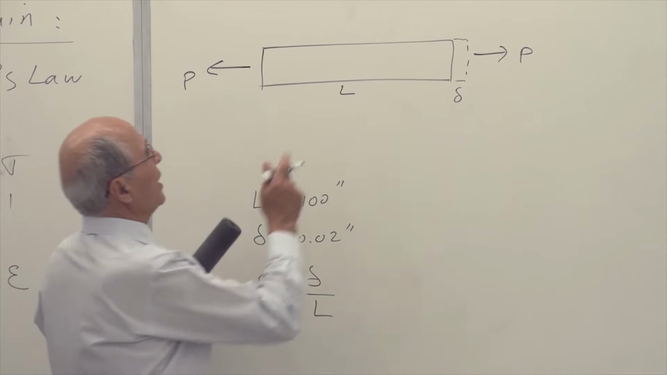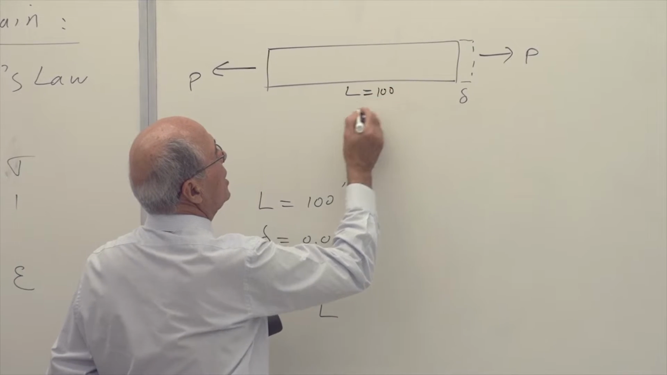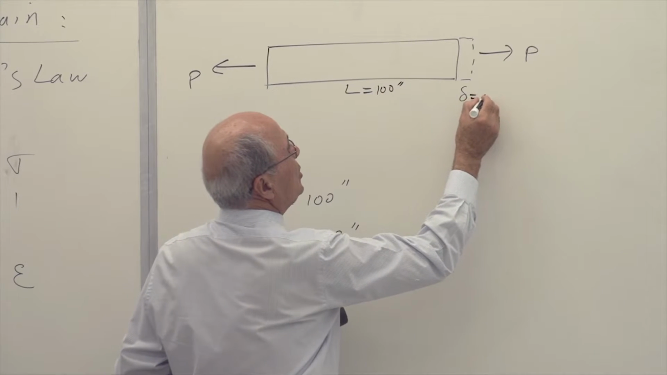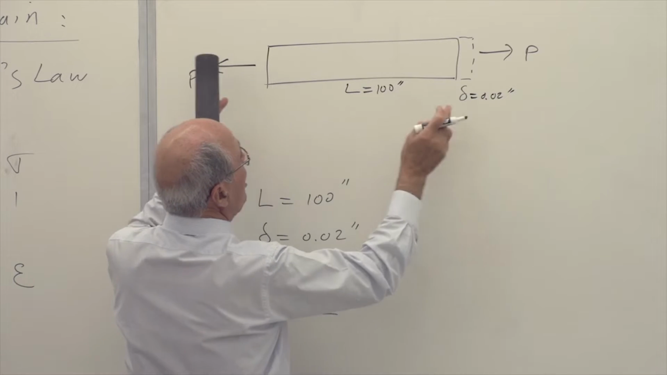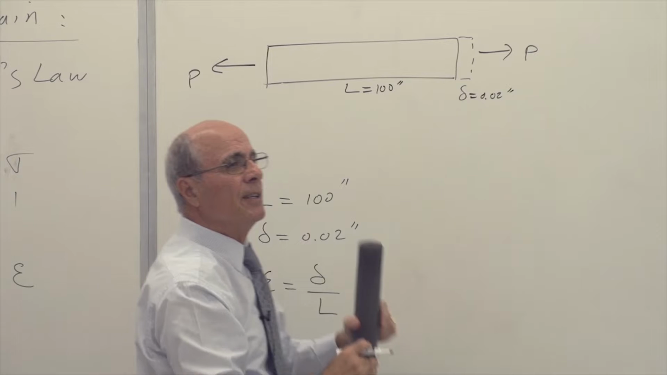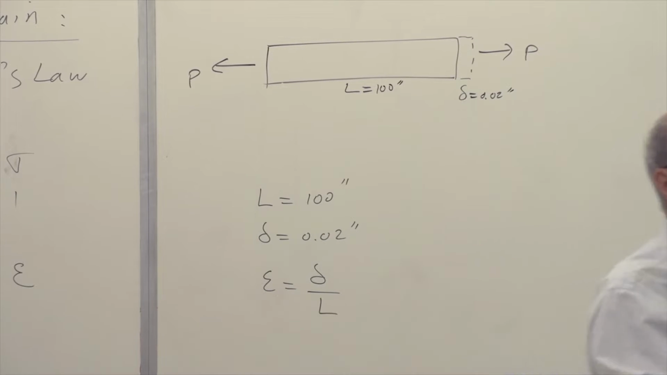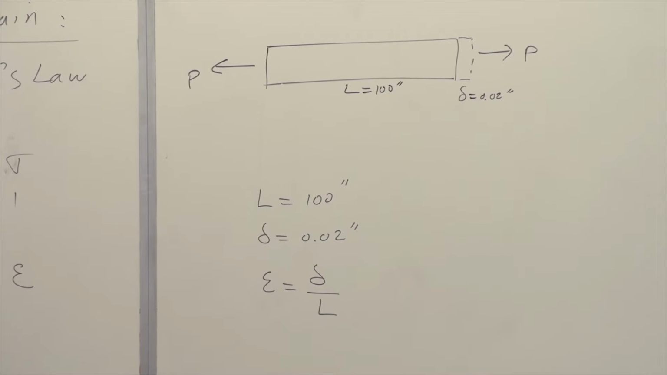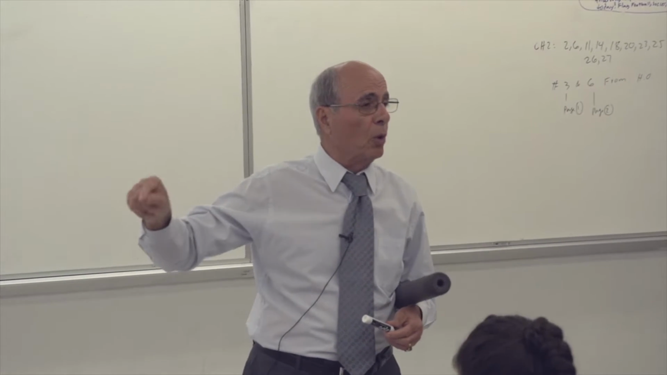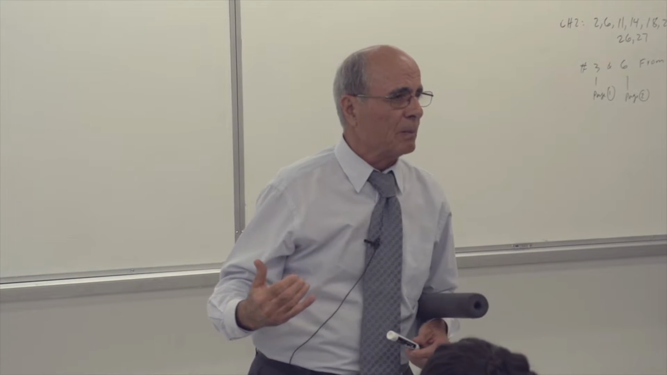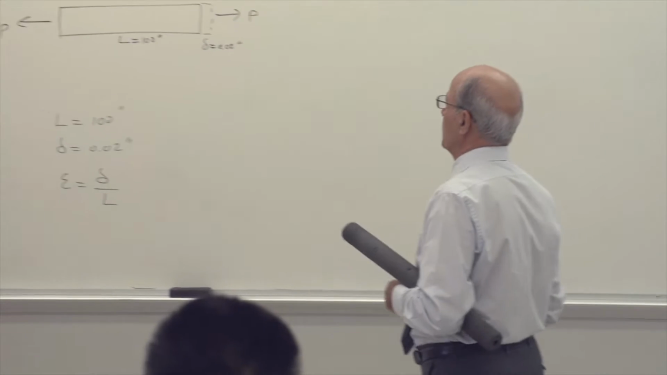Notice if you have L equal to 100 inches and delta is 0.02 inch, you don't want the change for 100; you want the change for 1 unit of length, and that's what epsilon is. Did you understand the meaning of epsilon? Epsilon is the amount of deformation per unit of length. It is 0.02 divided by 100, by definition. So this is the first formula that you will see for strain.